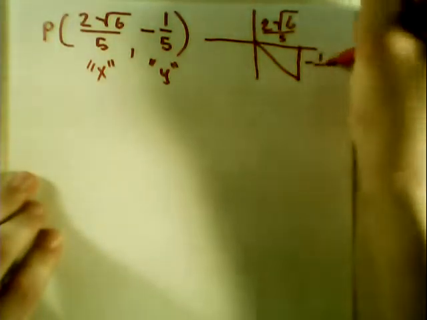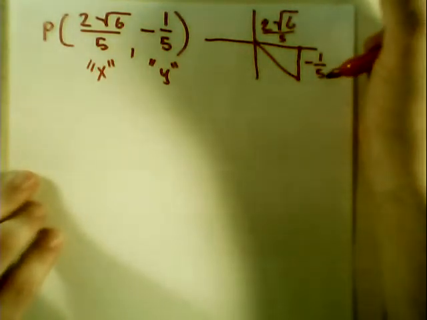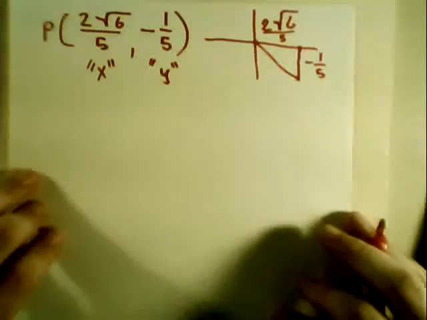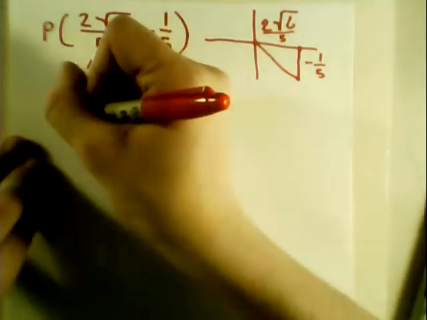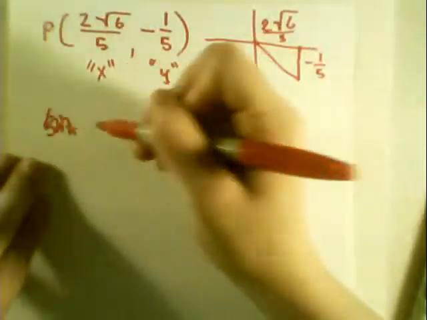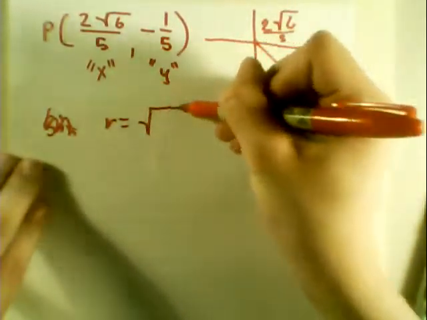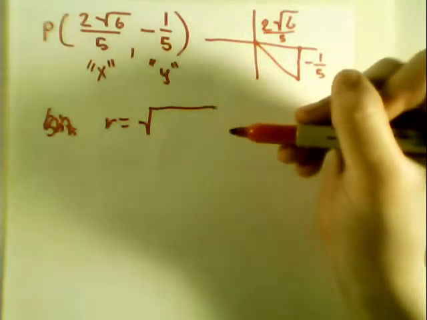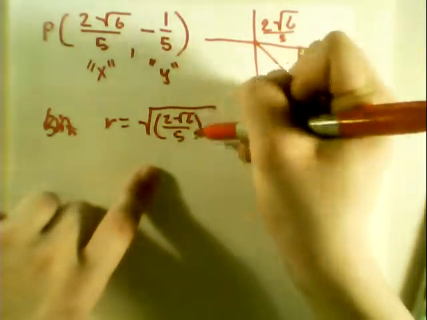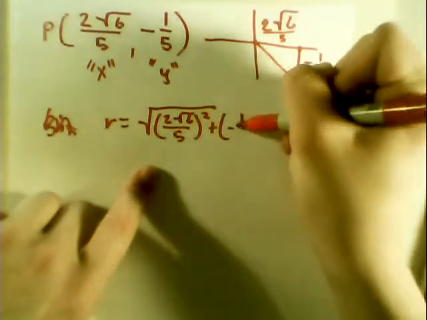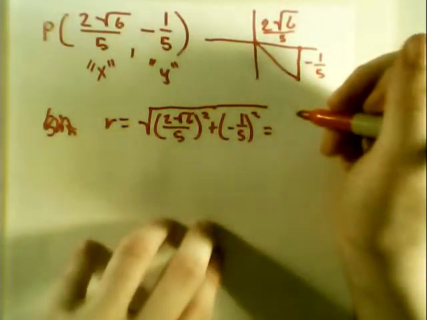And our y is negative 1/5. So it wants us to find sine, cosine, tangent, cosecant, secant, and cotangent. So if I go ahead and find sine, we know our x, we know our y, we need to find our r, which is our radius. So to do that, we square the x, and we square the y, and if you type that in your calculator, you should get 1.